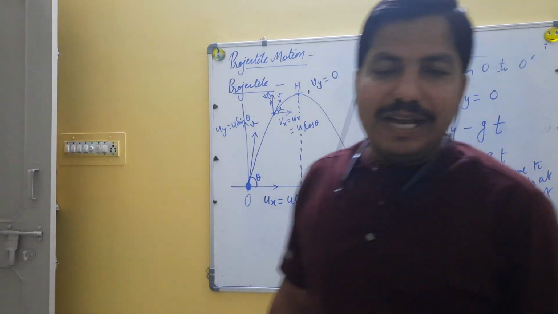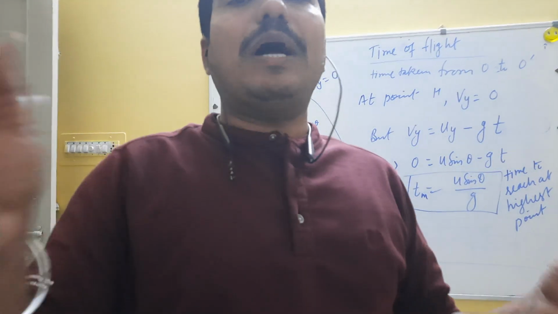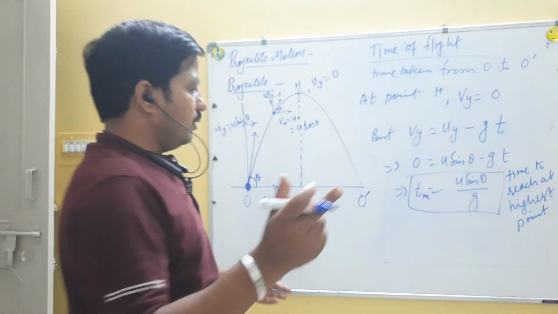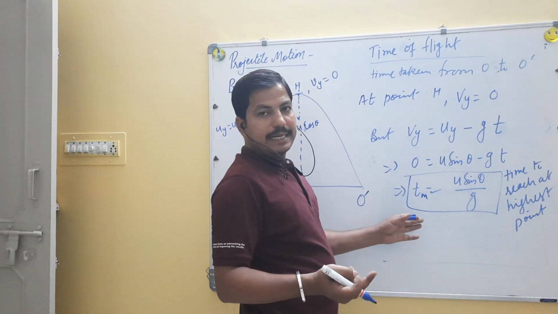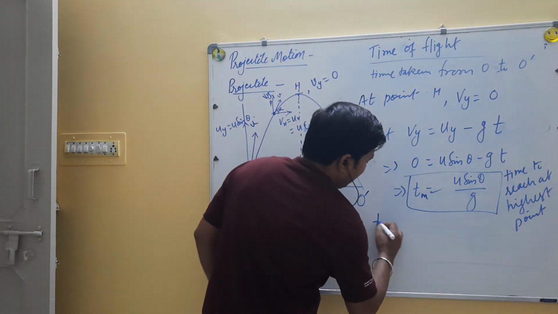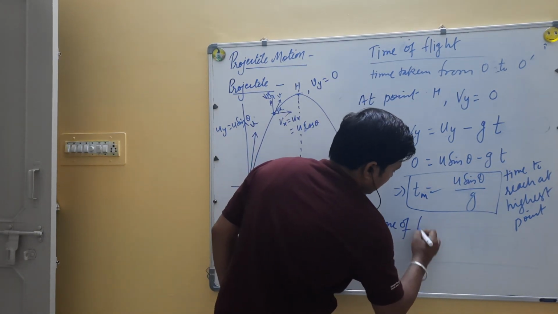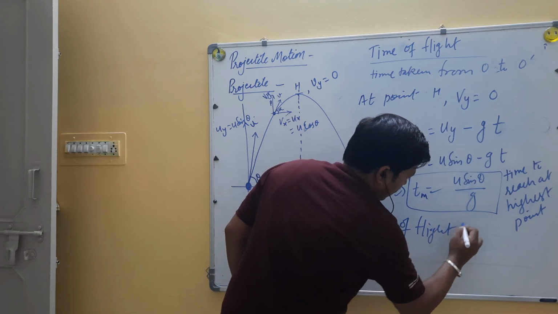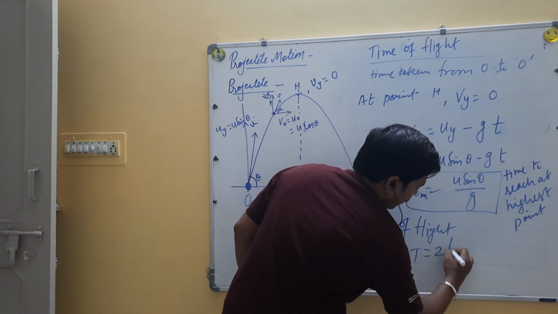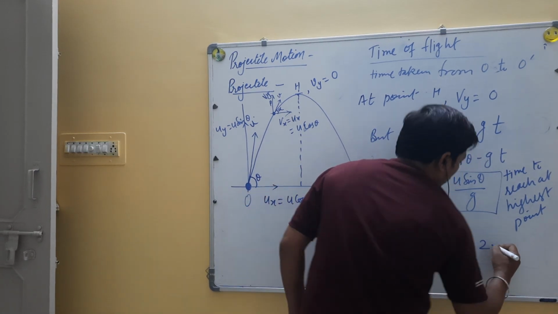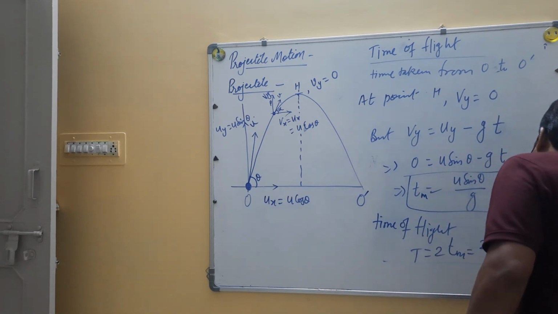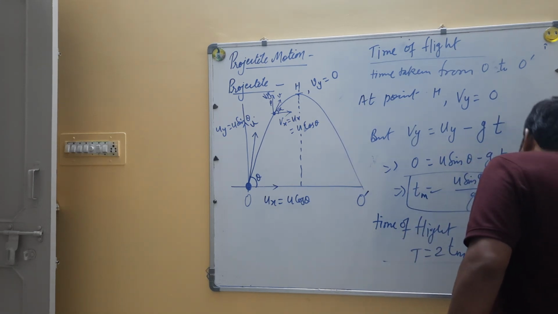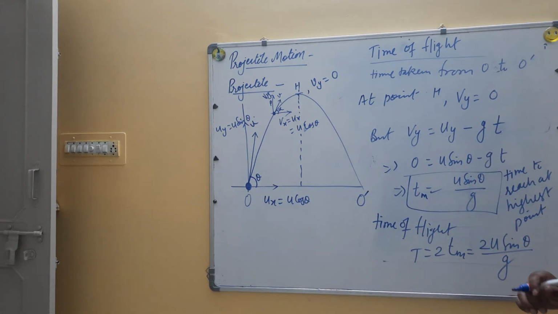And what will be the time of flight? Time of flight will be twice the time to reach the highest point. So the time of flight T is twice Tm, that is 2 u sin theta upon g. This is the time of flight.